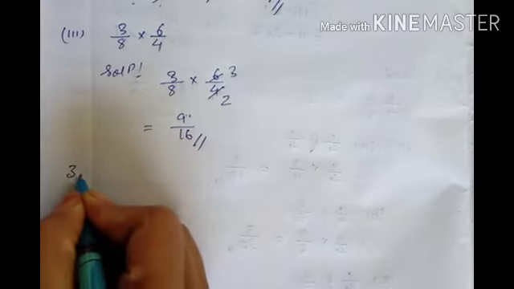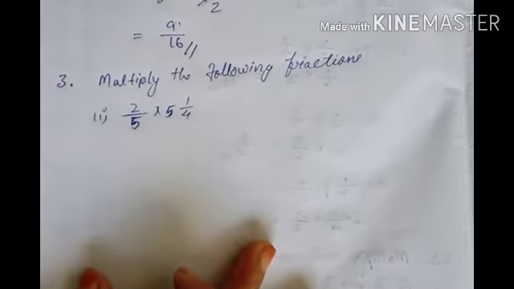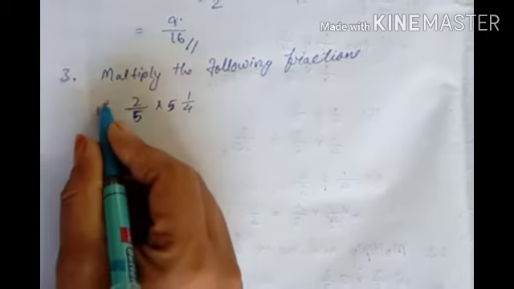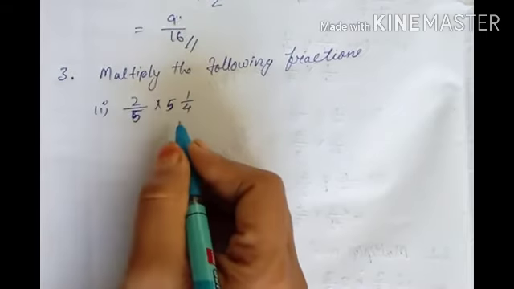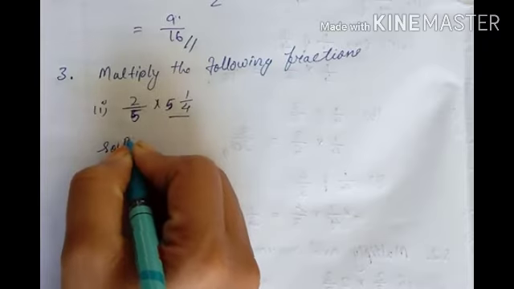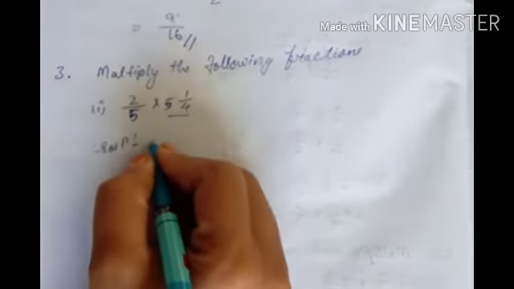Now next, question number 3. Multiply the following fractions. Fraction question number 1: 2 upon 5 into 5, 1 upon 4. So this is a mixed fraction, isn't it? So first we will convert this to what? Improper fraction. How will you convert?